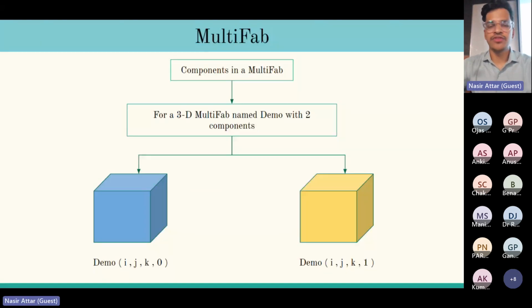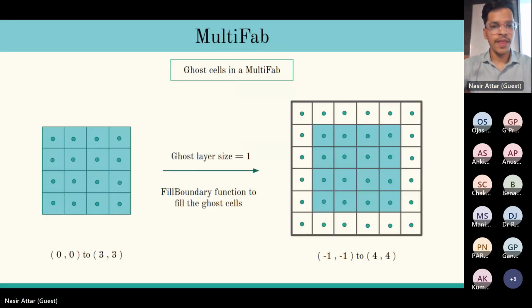So what I mean by number of components is, for example, let's say I have a 3D array. So I have the dimensions i, j, k that I use to go to a specific location. And I also have another component, 0, 1, 2, 3. So that way you can have a multi-component array.